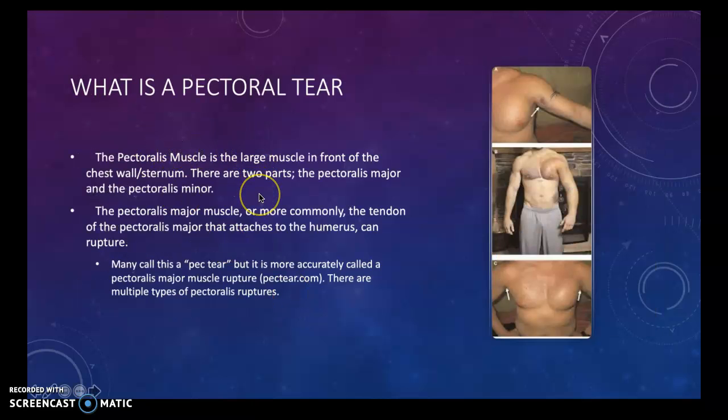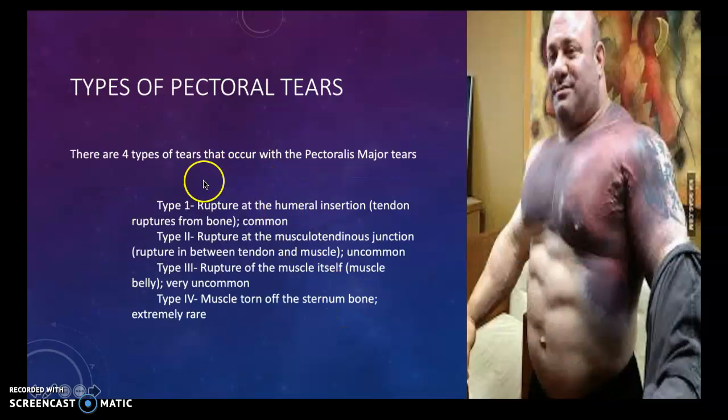So what is a pectoral tear? The pectoralis major muscle, or more commonly the tendon of the pectoralis major that attaches to the humerus, can rupture, and this is the most common type of a pectoral tear, and it's more accurately called a pectoralis major muscle rupture. There are multiple types of these ruptures. So you have a type 1, which is a rupture at the humeral insertion, which is a tendon rupture from the bone over here on the humerus. You have a type 2, which is a rupture at the musculotendinous junction, which is a rupture in between the tendon and the muscle. But this is a little more uncommon than type 1, which is very common.